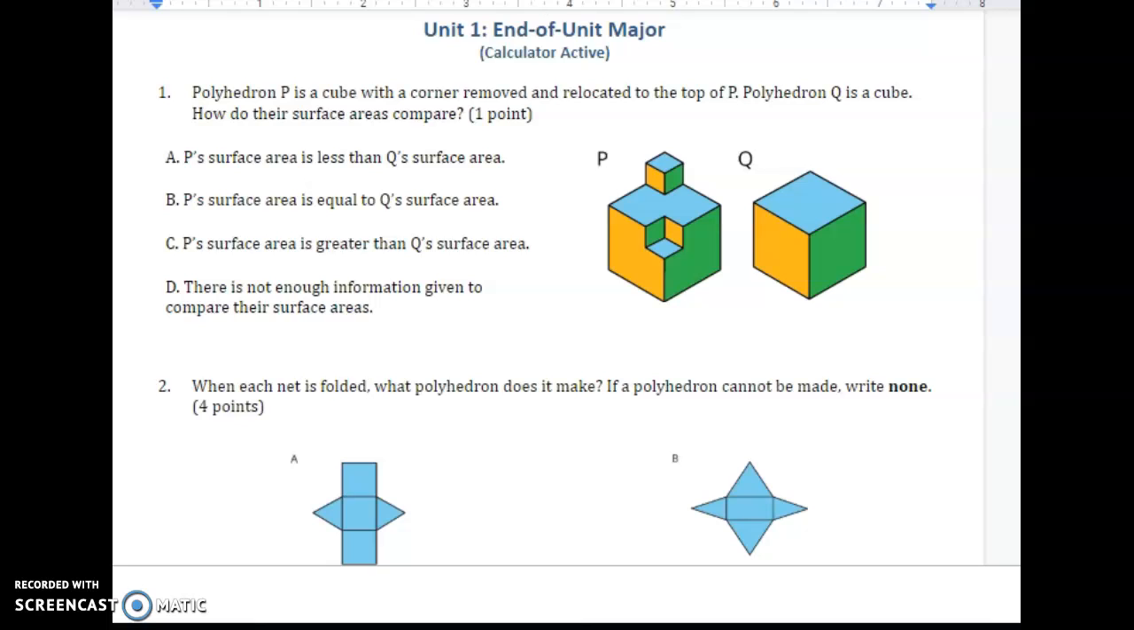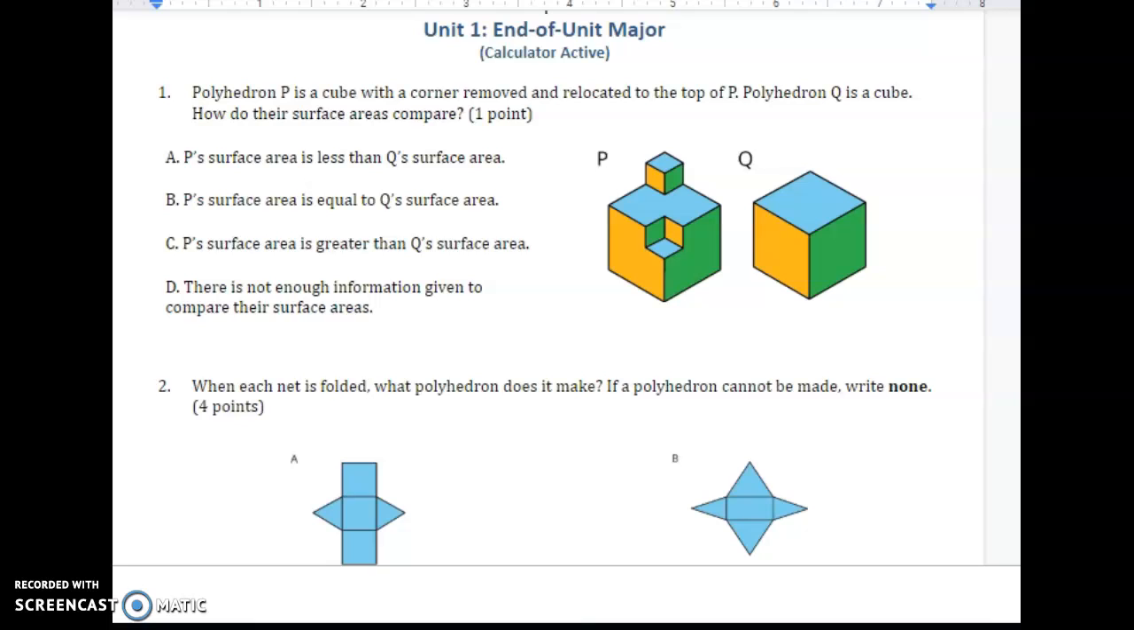Unit 1, End of Unit Major. Question 1. Polyhedron P is a cube with a corner removed and relocated on the top of P. Polyhedron Q is a cube. How do their surface areas compare?